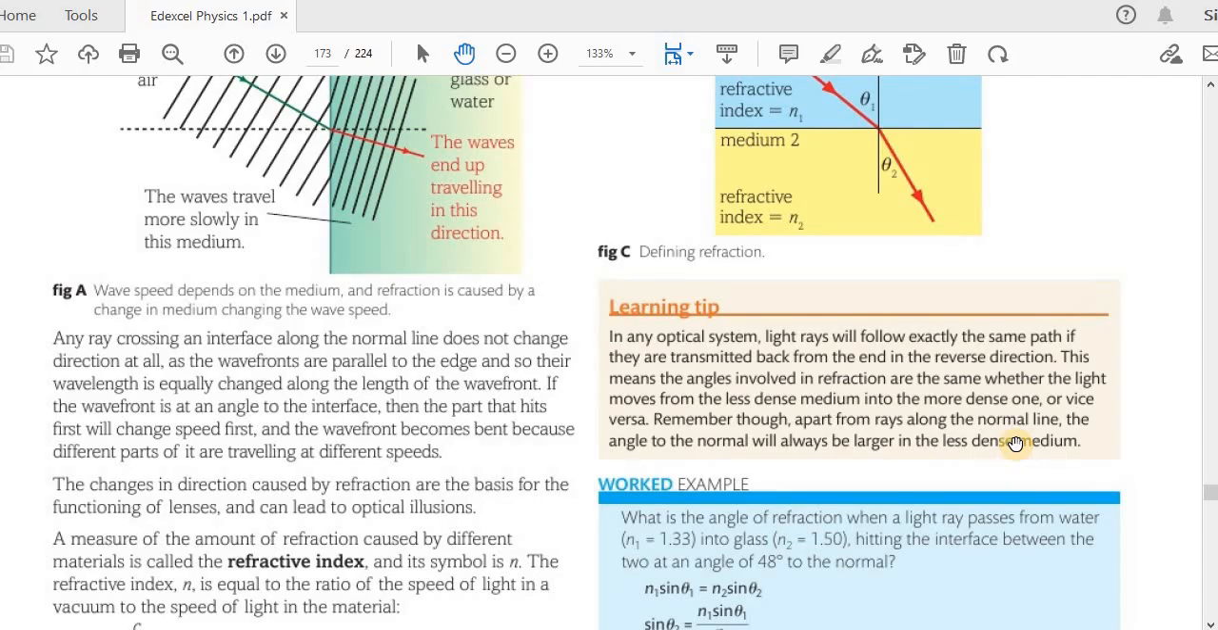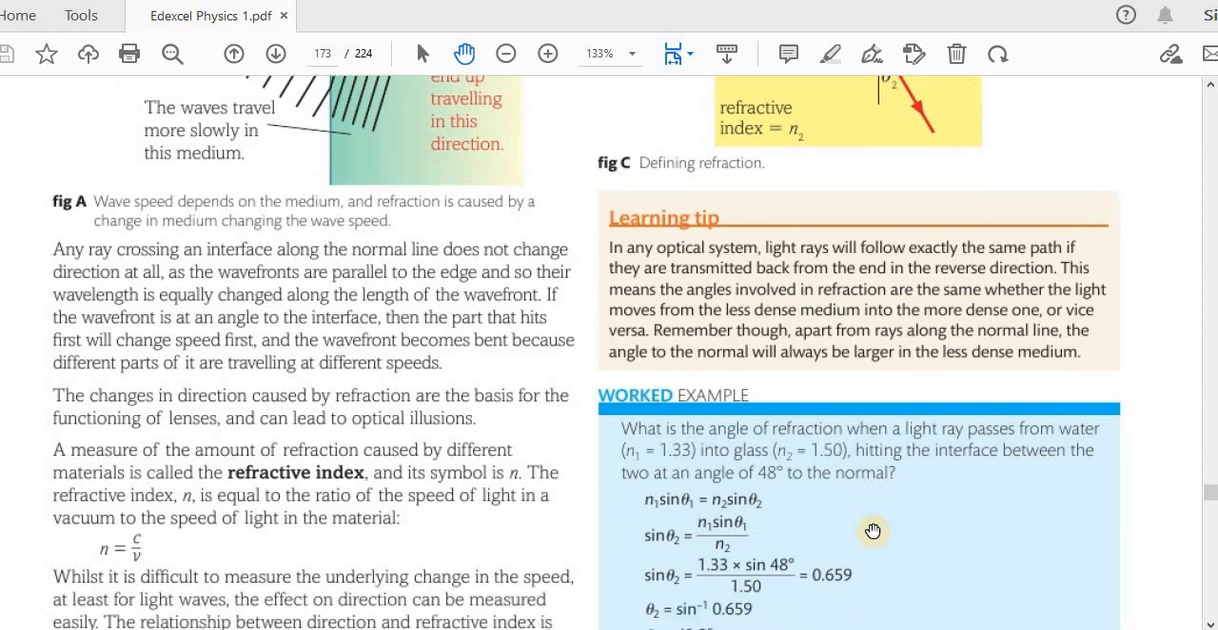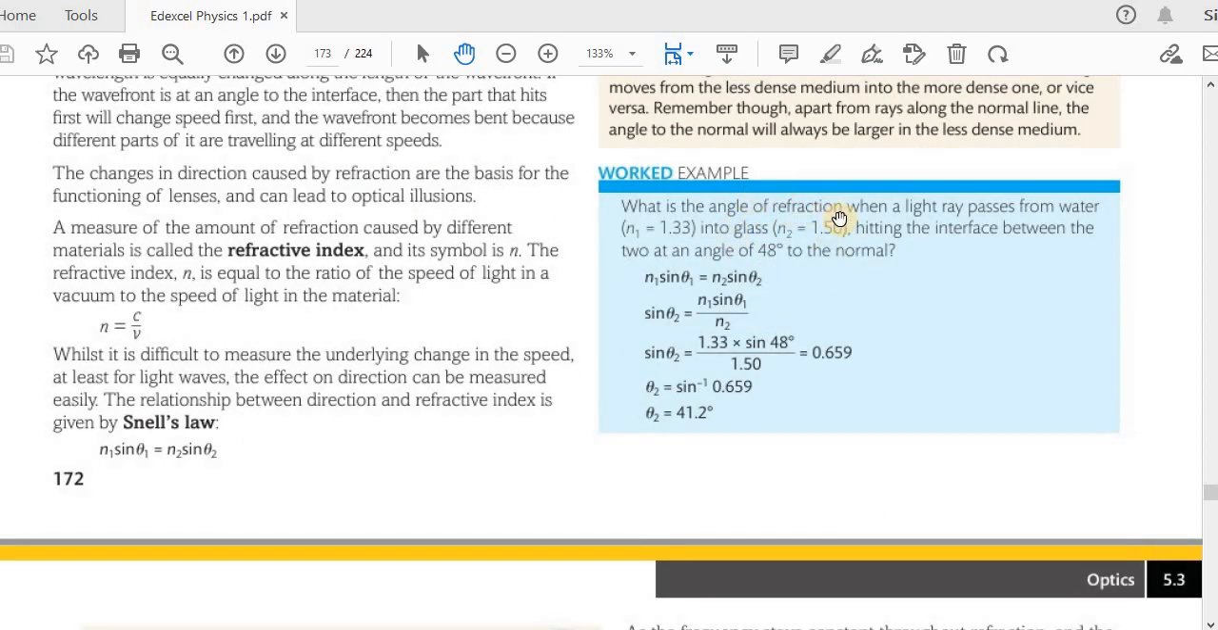Okay, worked example: what is the angle of refraction when a light ray passes from water, this is the refractive index of water, into glass, this is the refractive index of glass, hitting the interface between the two at an angle of 48 degrees to the normal.